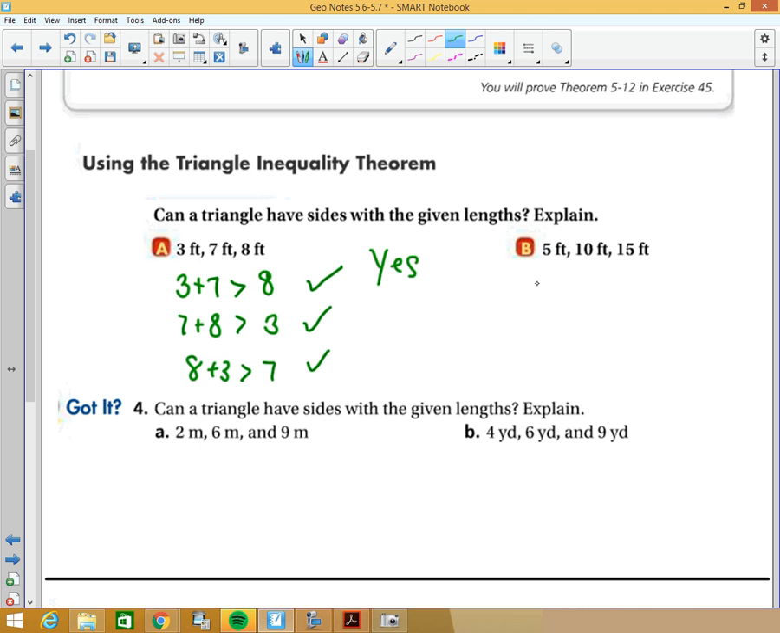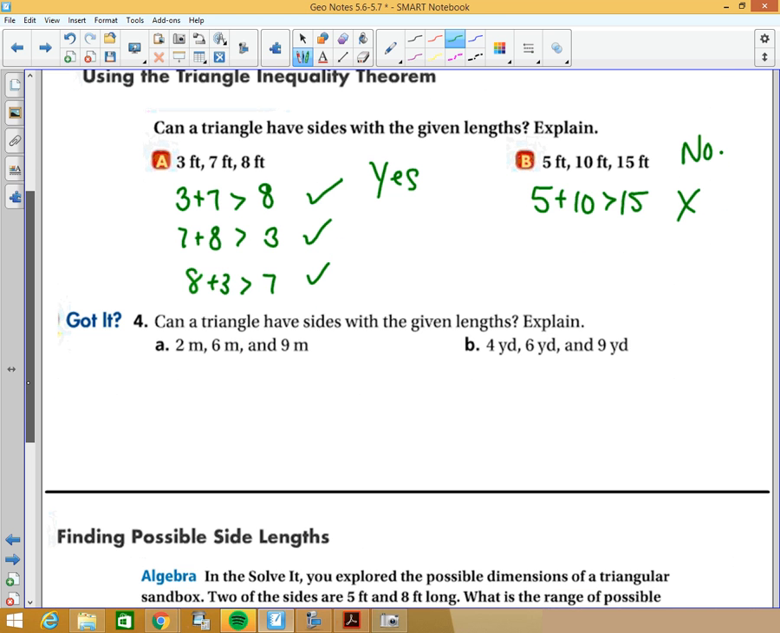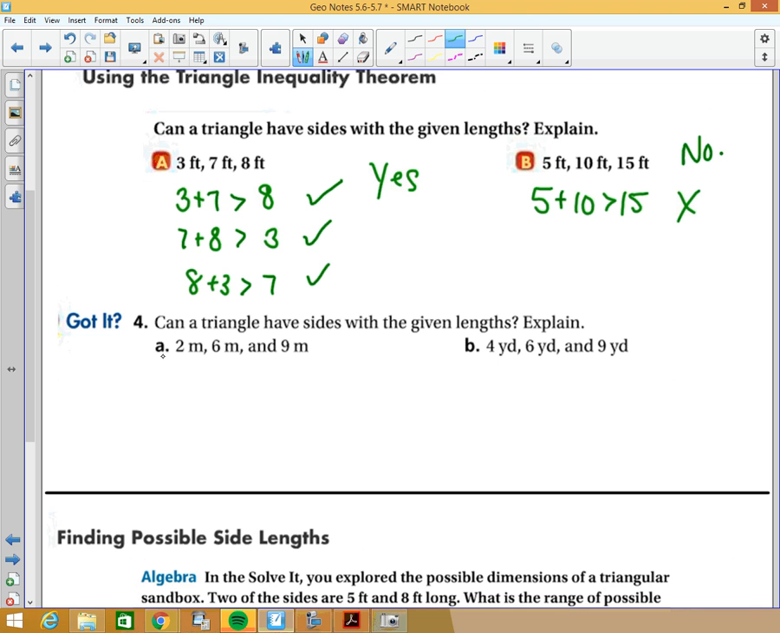Let's try this triangle. 5 plus 10 is greater than 15. Is that true? No, that is not true. So what do I say? No. Only one of the statements has to be untrue in order for it not to form a triangle. We're going to pause for just a second right here so that you can do A and B, and then we'll check our answers.